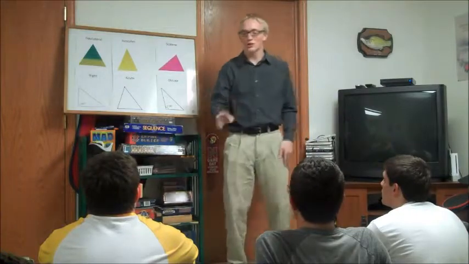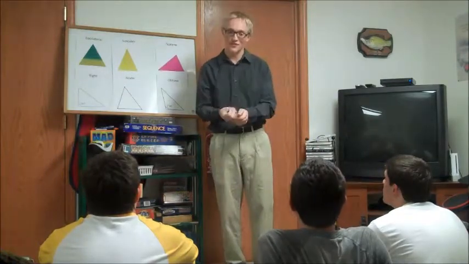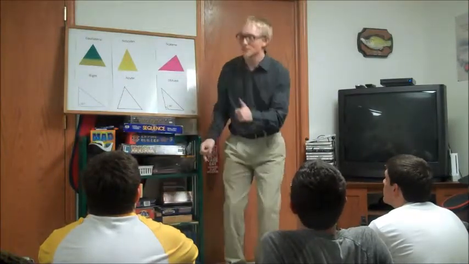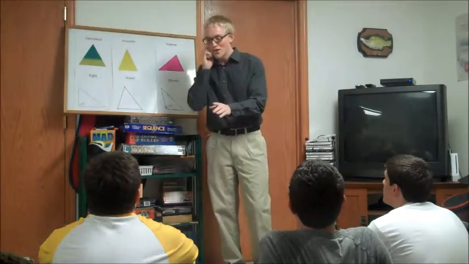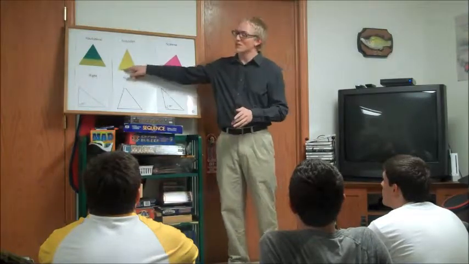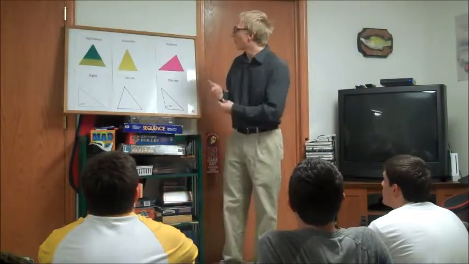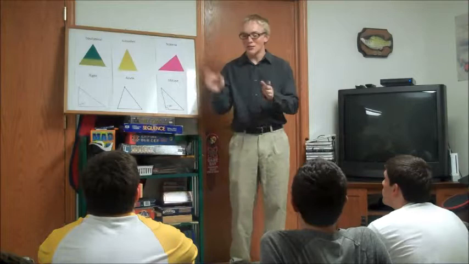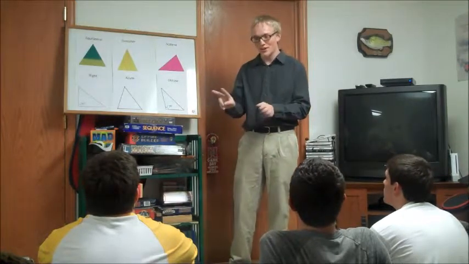Now isosceles triangles, two of the sides are the same and the other one is different. Now the way to remember this is that isosceles triangles, they have iso, so isolate. One side is isolated, it's by itself, it's not the same as the other two, right? So isosceles, isolate, one is different from the other two, okay?